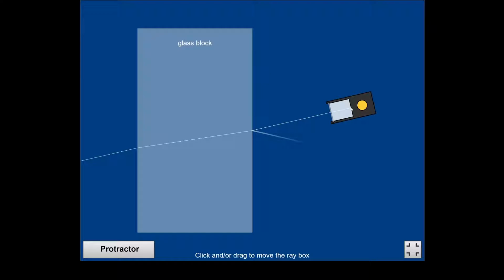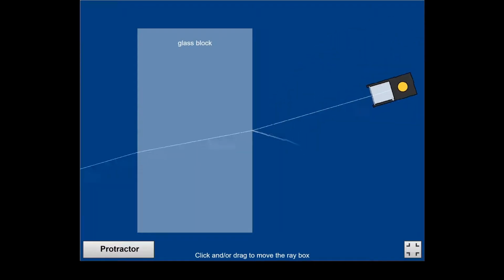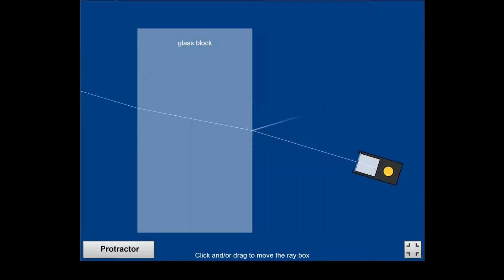In this video, I'm going to show you a simulation of refraction in a glass block. Okay, so as you can see, I've got the glass block here, and I've got a ray box that I can move around this page to give me light coming in at different angles. You'll notice the simulation is set up so the light always hits at the same point on the block.